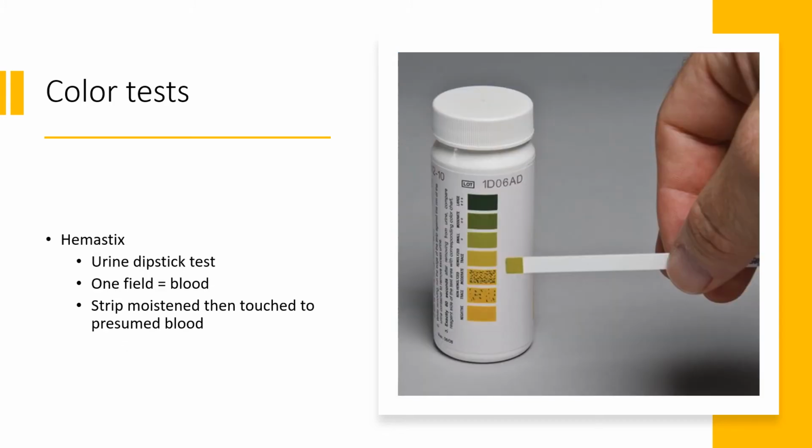Hemostix is another way that you can identify if something is blood. It's a blood determinant test. And this is a simple urine dipstick test that you might see at a doctor's office. It has a reagent impregnated into the paper already. You moisten it, you rub it onto blood, you let it develop, and then you compare it to the chart on the container of Hemostix. The darker the green, the more concentrated the blood is.